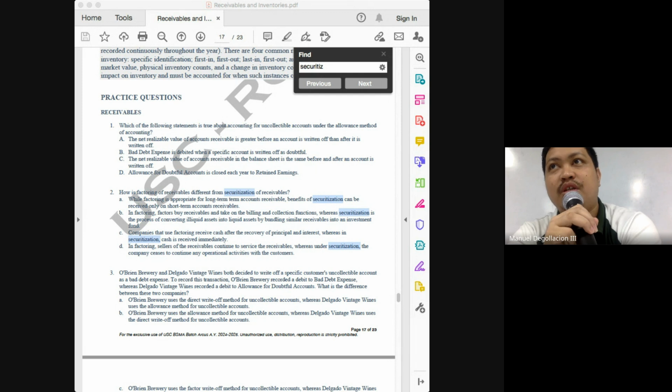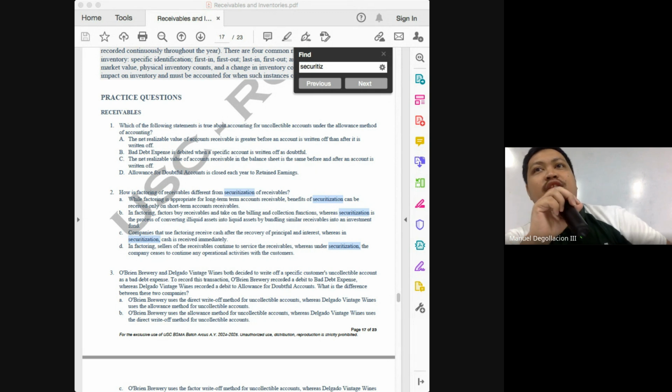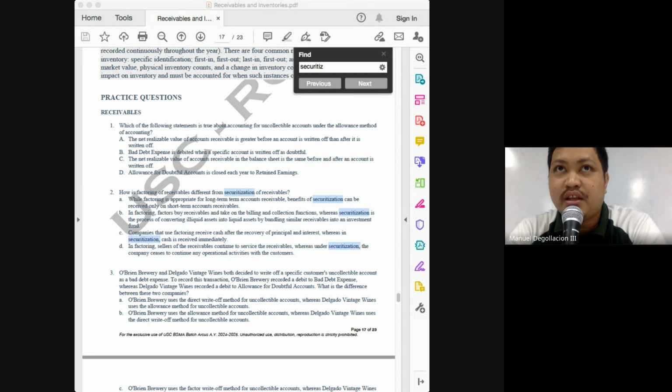What's the normal balance of your allowance for doubtful accounts? It is credit because it is a contra asset account. Its nature is opposite or against your receivable or your asset. So the normal balance of your ADA is credit. So what happens if you debit your allowance for doubtful accounts? It would decrease. Okay, so again, what is the effect of a write-off to your gross receivable? Decrease. What is the effect of a write-off to your allowance for doubtful accounts? Decrease. And that is why most students would think that if you have a write-off, the net realizable value of your accounts receivable would also decrease.